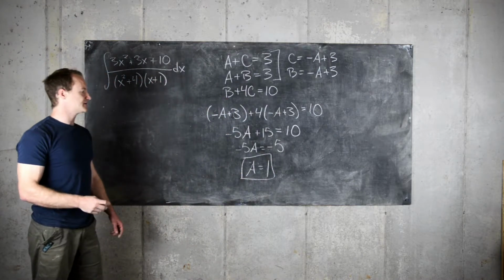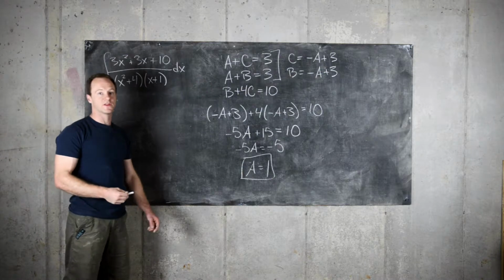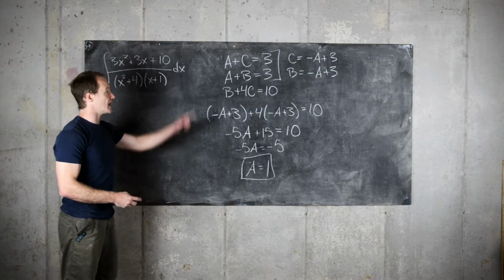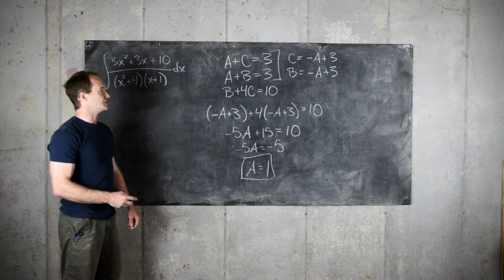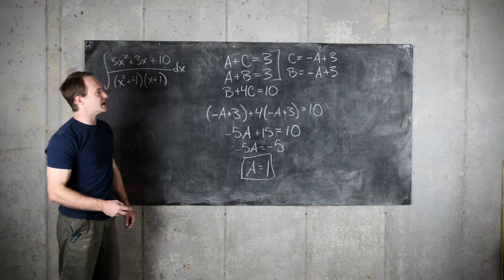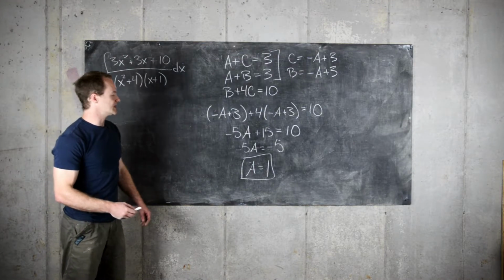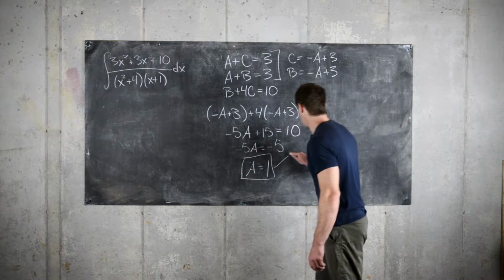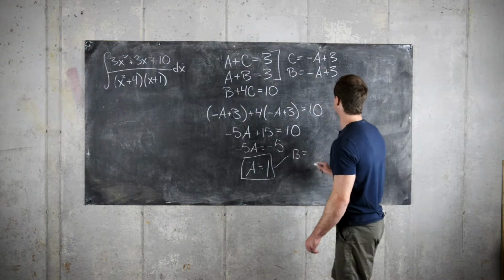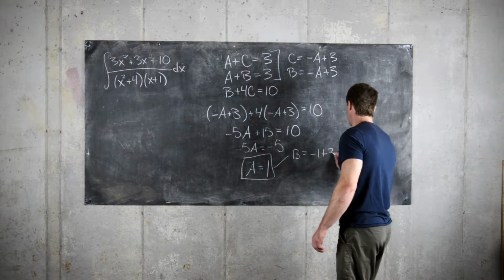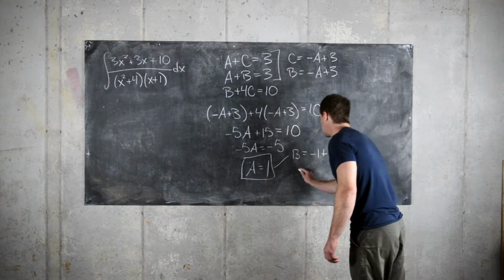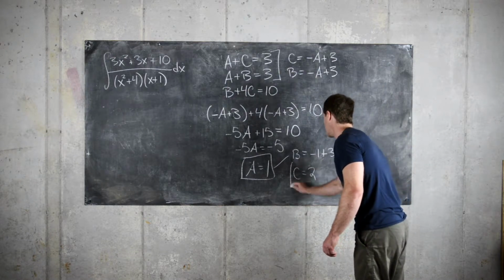And now that we've got this value for a, we can use it along with the top two equations on the right up there to get values for b and c. It's easy to see that b and c will have the same value. So let's see what we get. So we'll have b equals negative 1 plus 3, so that's 2. And then similarly, c is also 2.